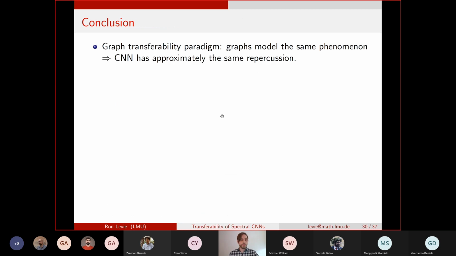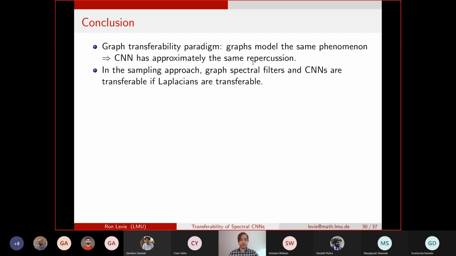Okay, so in conclusion, I showed you today a paradigm of how to treat transferability of graph convolution networks, where you need to define mathematically what it means for graphs to model the same phenomenon, and you need to define mathematically what it means for a network to have approximately the same repercussion on graphs. And once you have these models, you can derive transferability inequalities. I showed you three approaches: the stability, the sampling, and the Graphon approach.